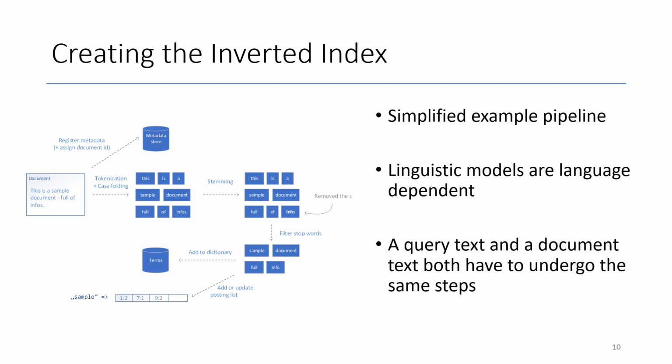And now we have our set of words, our bag of words, if you will, that we can add to the dictionary, and for every term we update our posting list with our statistics per document. And the query text and the document text both do those same steps. So words always map to the same common stem.